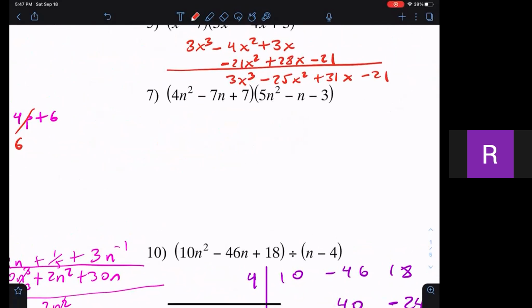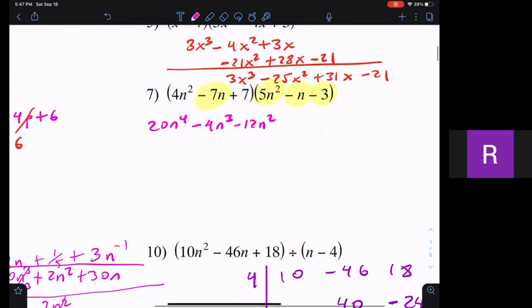Okay, this one. So we need to do 3 times this, right? So I'm going to start with this 3 times this, right? So that's going to be 20n^4 minus 4n cubed minus 12n squared. Now we can do this one, 3 times, right? So that's going to be negative 20, negative 35n cubed and plus 7n squared plus 21n.